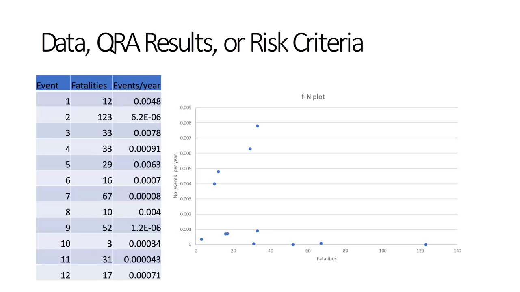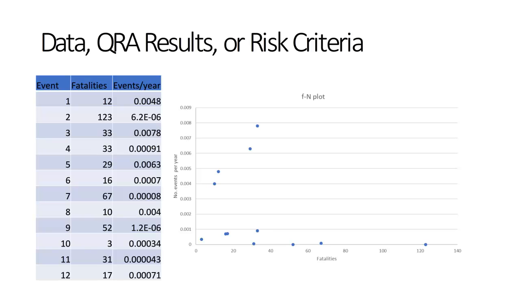In this example, we'll assume we have the results of a quantitative risk assessment, as seen here in the table on the left. Each real or hypothetical event will have a predicted frequency of occurrence, designated as a small f, seen in column 3, and a predicted consequence, in this example the number of persons harmed, a capital N, seen in column 2.